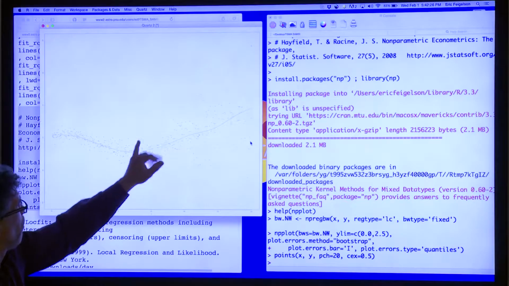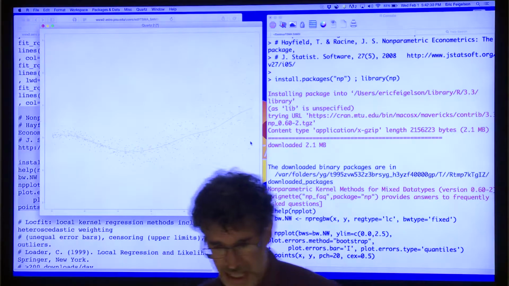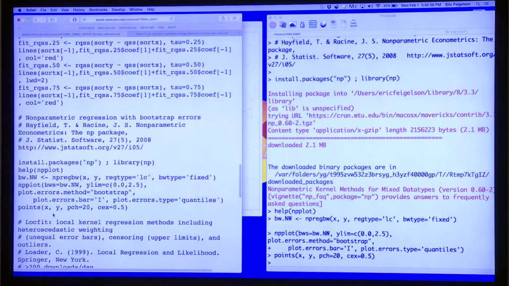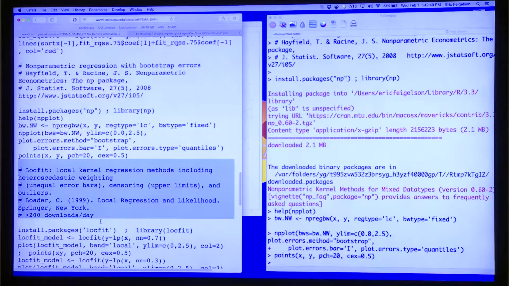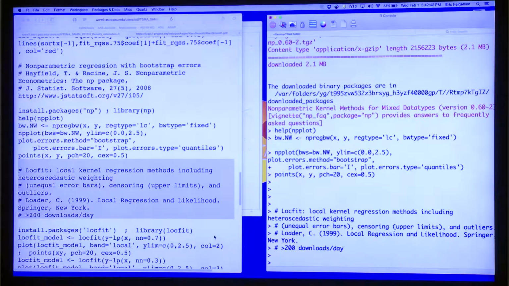And this is done within the Windows. It's doing bootstraps, and so that's a very nice technique. I don't like their plot. They have an automatic plotter that is annoying in my opinion, but what can I do? Then this particular one, I wrote it down. 200 people are downloading this package a day. I mean, this one is clearly being used.